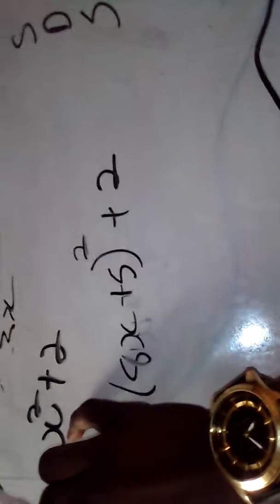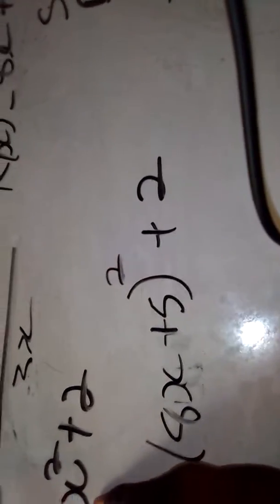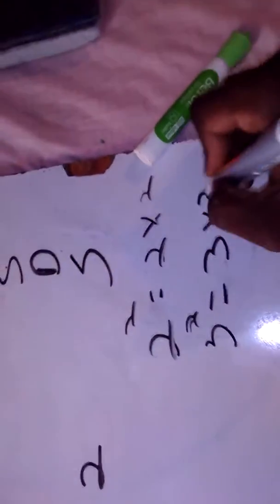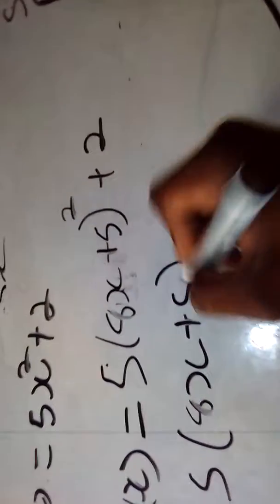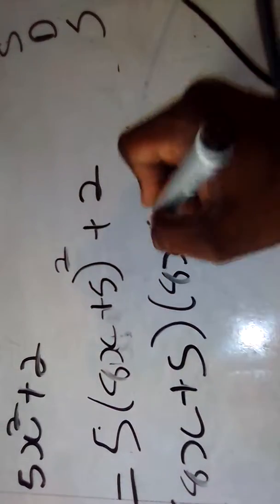In order to write this, I have to expand it first. When I had 2 squared, it equaled 2 times 2. 3 squared equals 3 times 3. So basically, anything squared, you multiply by itself. So when I have 8x plus 5 squared, I can write it as 8x plus 5, close bracket, 8x plus 5.